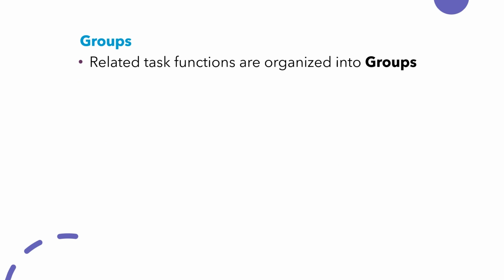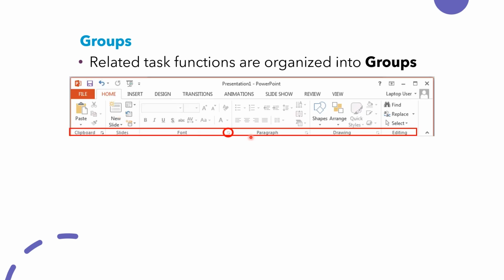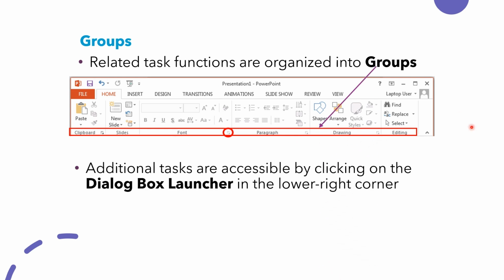Groups. Related task functions are organized into groups. These are the groups, right? Okay. And then if you want to access additional tasks, they can be accessed by clicking on the dialog box launcher in the lower right corner. This is the dialog box launcher.